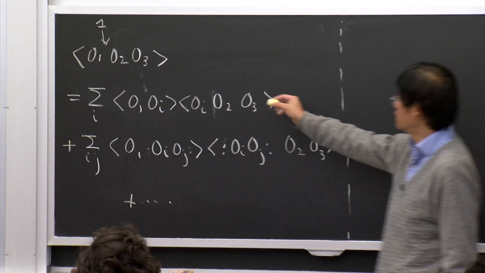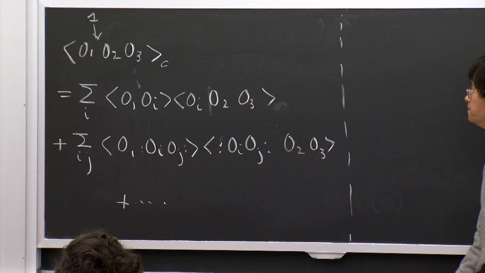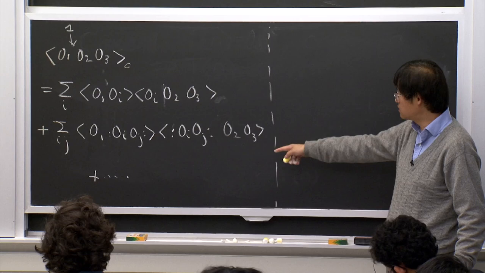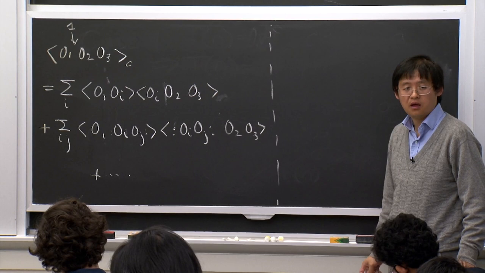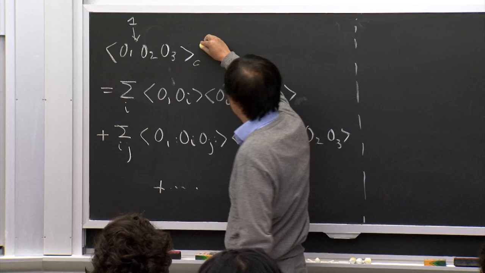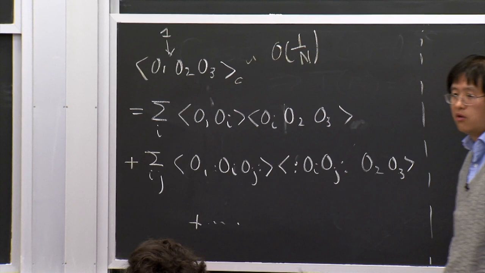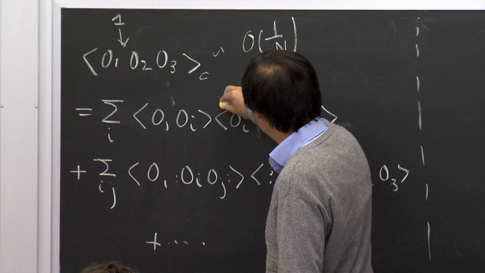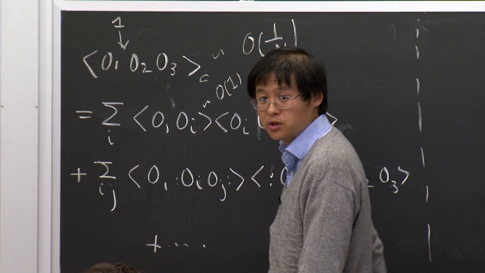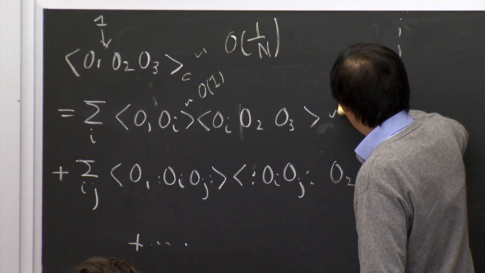And look at the connected Green function. Yeah, just heuristically, when I insert the complete set of states, I can insert all of them like that. So now let's look at the scaling. This guy, according to our general behavior, should scale as 1 over N. So this guy is indeed scaled as 1. So the two-point function scales as 1, N to the power 0. And this guy scales as N to the power minus 1.